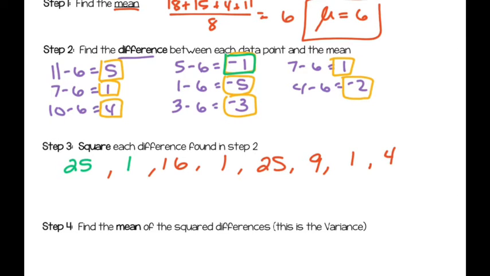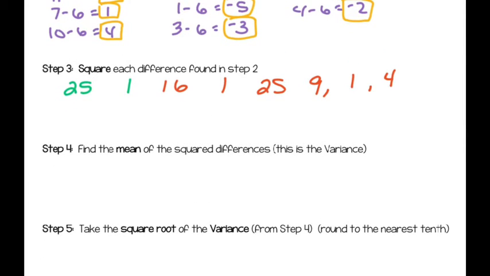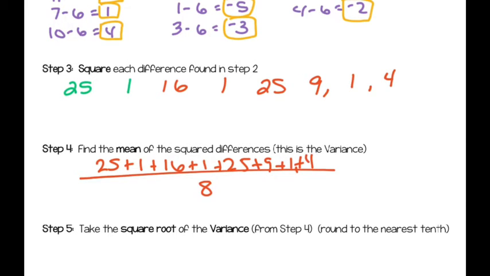Okay, those are my numbers that are the difference between the mean and the data points. Now I'm going to take those numbers. I wish I would have done them all in the same color. And we're going to find the mean of those numbers. So I'm going to take 25 plus 1 plus 16 plus 1 plus 25 plus 9 plus 1 plus 4. I'm going to add them all together and divide by 8. So go ahead and calculate all of that.